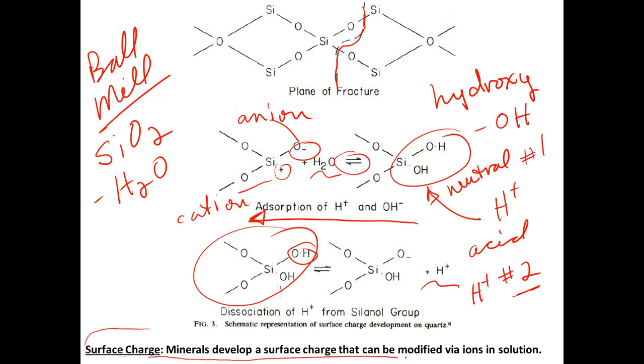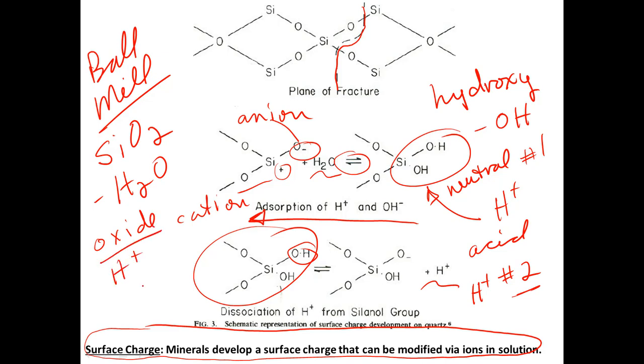So as shown here, this statement: minerals can develop a surface charge that can be modified via ions in solution. In this case, for oxide minerals, we can add hydrogen, and of course we could actually add hydroxide ion too, because of the equilibrium reaction between hydrogen ion, hydroxide ion, and water.